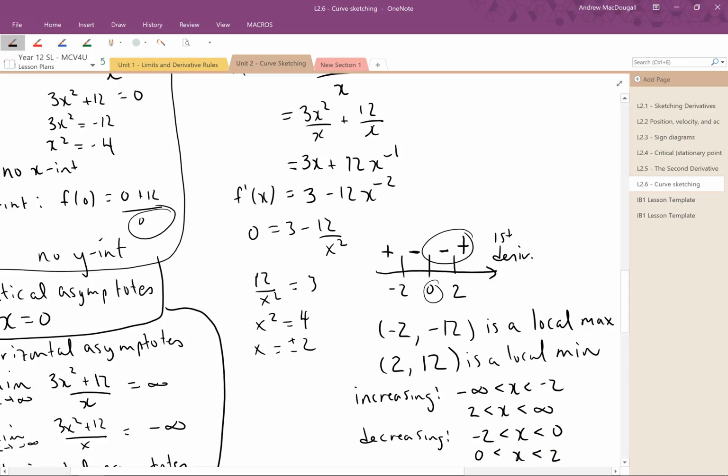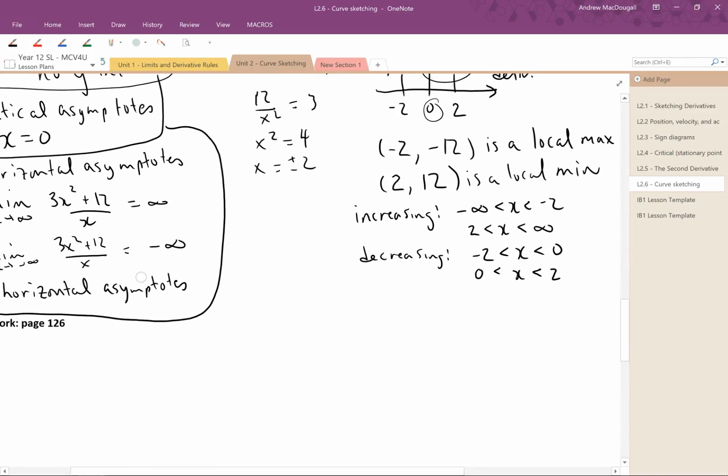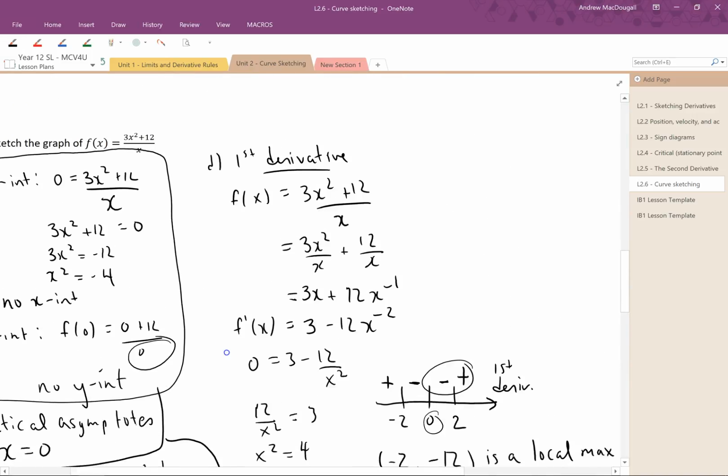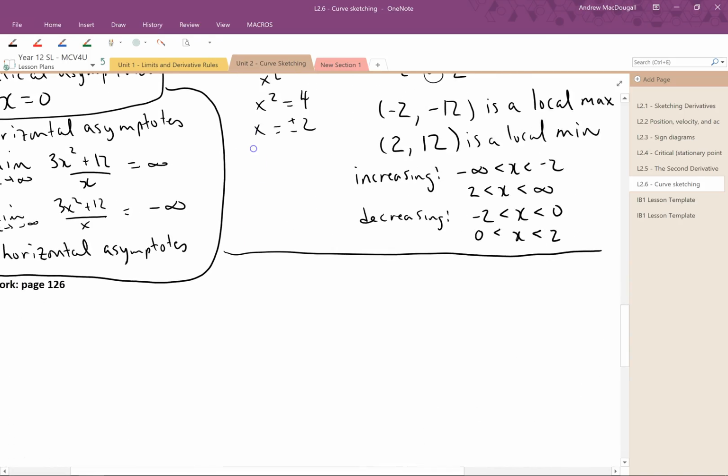So we've learned everything we need from the first derivative. It has 2 extrema, 1 max and 1 min, and it has 4 intervals where we can describe whether it's increasing or decreasing. So that's great. This is all the stuff we can get from the first derivative in this box here. So you can see these questions are quite a bit of work. Let's do now the second derivative.